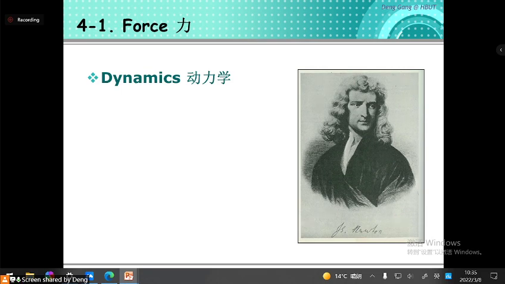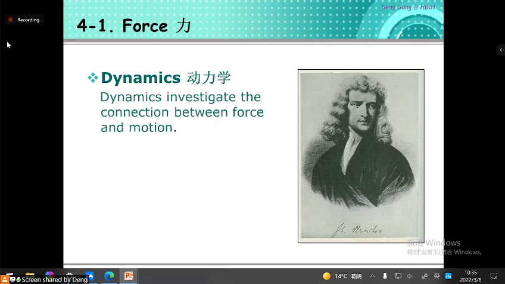So force in Chinese we call it li. Dynamics investigates the connection between force and motion. That is why in Chinese we call dynamics 动力学. 动 means motion, 力 means force, and 学 means laws. So 动力学, dynamics, is the connection between force and motion.